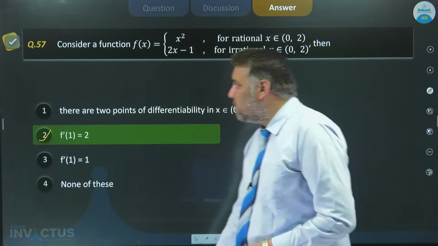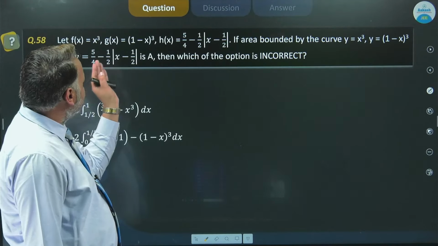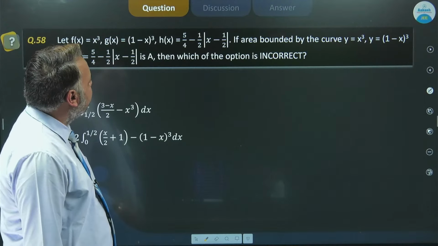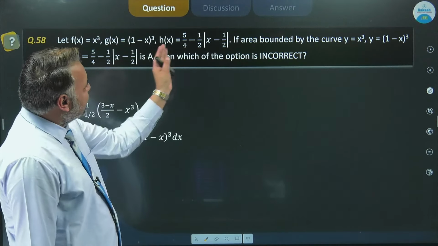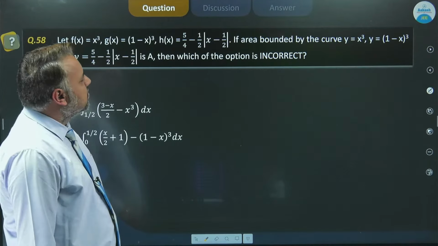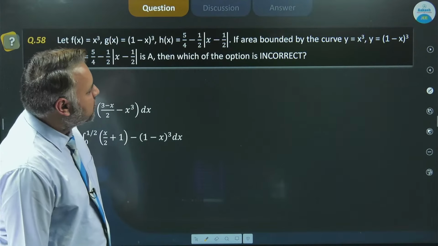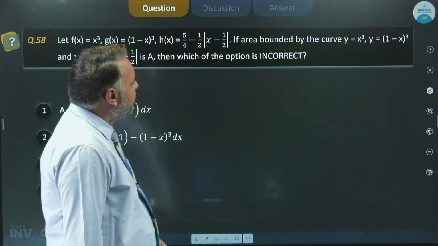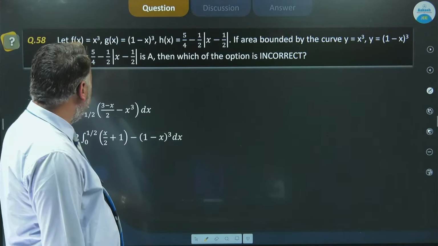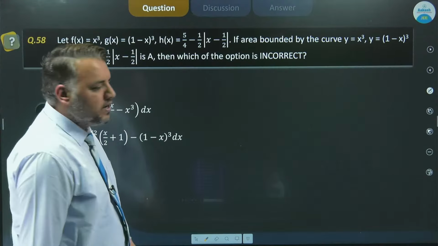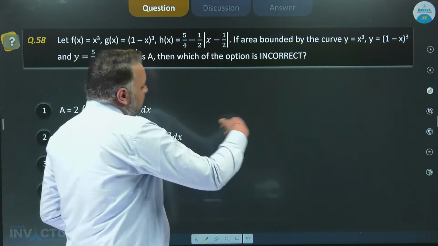Okay, in the next question, we have to comment on the area bounded by the following curves. Fx is x cube, gx is 1 minus x whole cube. Just we have shifted this cubic and taken reflection. And hx is some linear function or modulus function, which will be straight lines in different portions. So we have to find the area A, or comment on which of the following statements are incorrect. So let's plot these functions first.